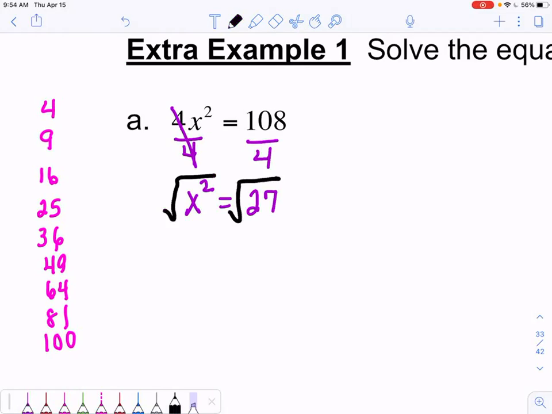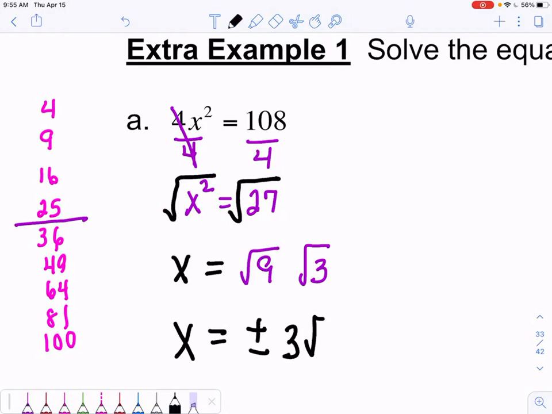Then we take the square root of both sides to just get x. Jason, what goes into 27? 9 and 3. So x equals what, Jason? What's the square root of 9 become? And then square root 3. Good job. So plus or minus 3 square root 3. All right, how are we doing? Okay, questions?